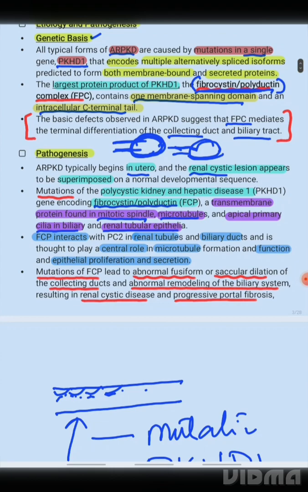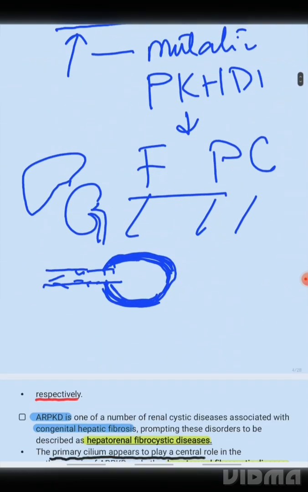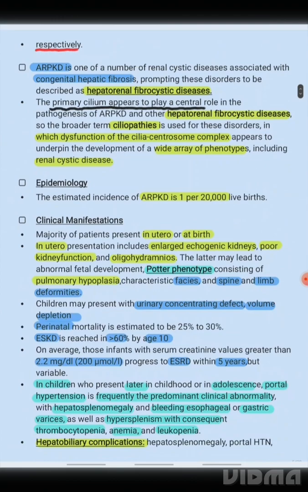So what happens is that mutation of the FPC results in abnormal fusiform and saccular dilatation of the collecting ducts and abnormal remodeling of the biliary system, which leads to renal cystic disease and progressive portal fibrosis. The liver manifestation of autosomal recessive PKD is congenital hepatic fibrosis, or you can say hepatorenal fibrocystic disease. The primary cilium appears to be normal, and sometimes it is considered under a broader term called ciliopathy, because that's the primary defect, which leads to defects in the kidneys as well as in the liver. Coming to the epidemiology, PKD is 1 per 20,000 live births.